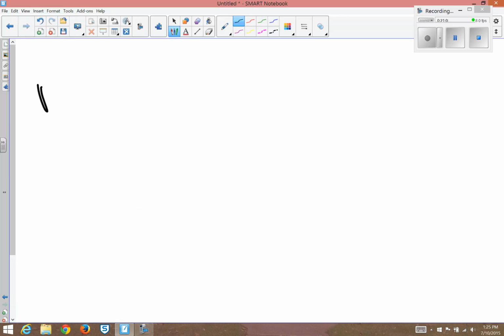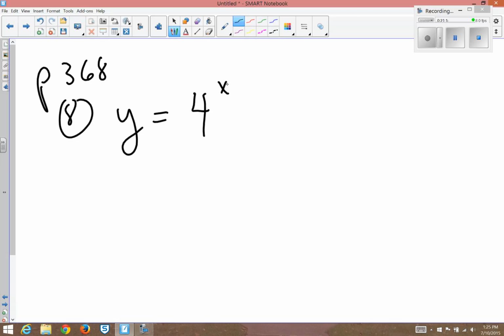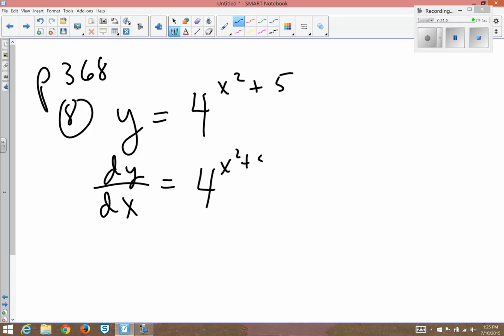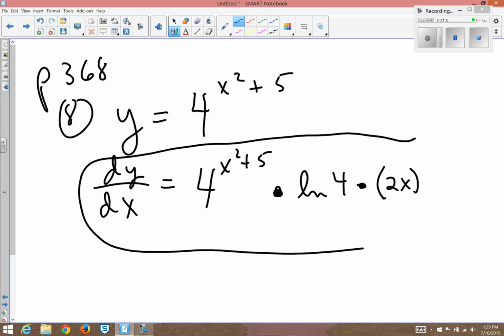So number 8 on page 368 says y equals 4 raised to the x squared plus 5. 4 is a number raised to the x squared plus 5. So the derivative of y with respect to x, the rule that applies for the derivative of a number raised to an exponent, is itself times the natural log of the number 4 times the derivative of the exponent. And that's all there is to number 8.